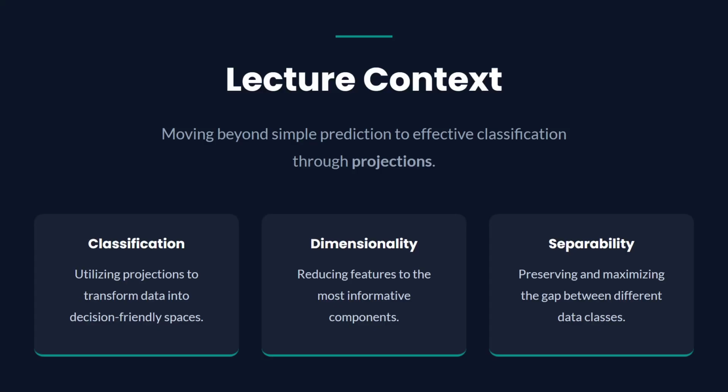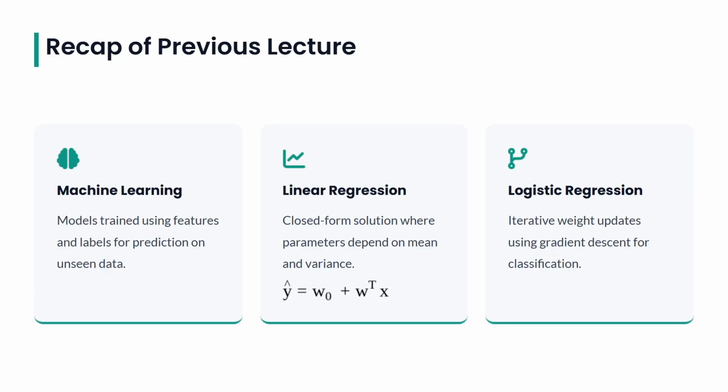So the context of this lecture is that we will be moving beyond simple prediction to effective classification through projection. In classification, we utilize projection to transform data into decision-friendly spaces, reduce dimensionality by keeping the most informative components, and preserve separability by maximizing the gap between different data classes. So this will be the context for today's lecture.